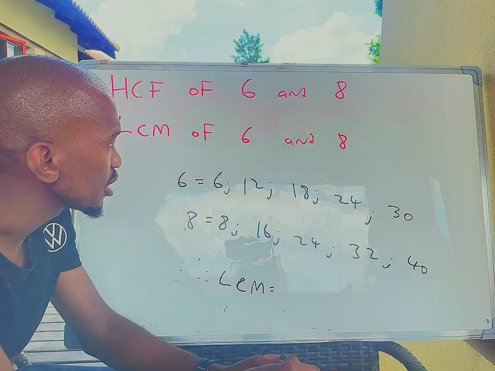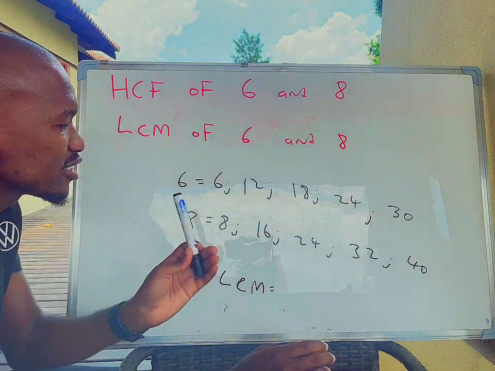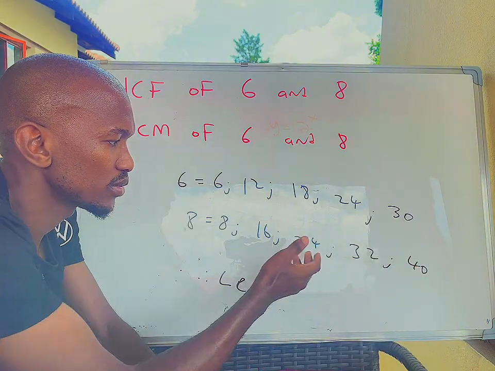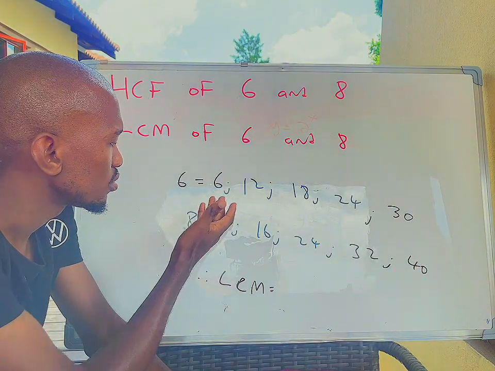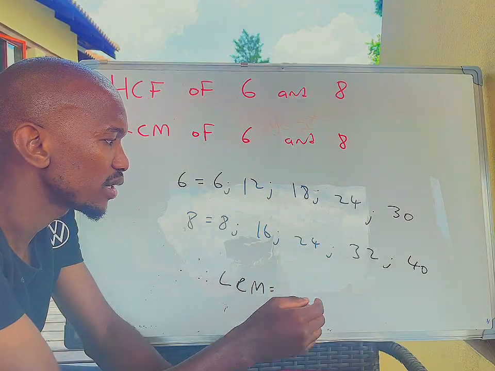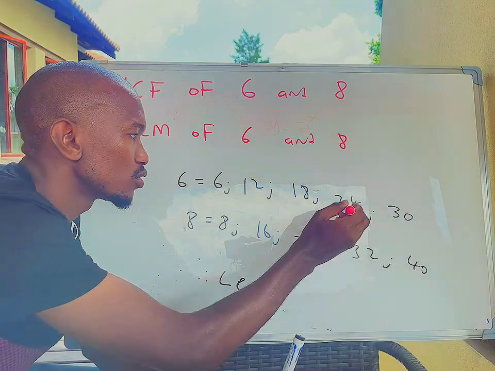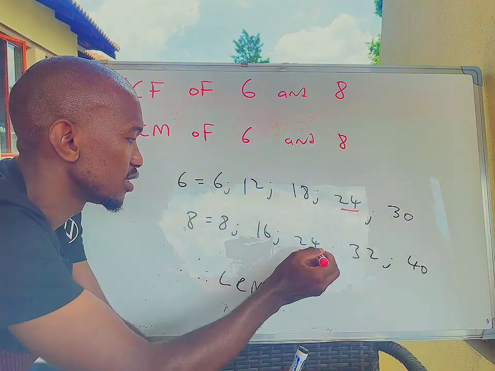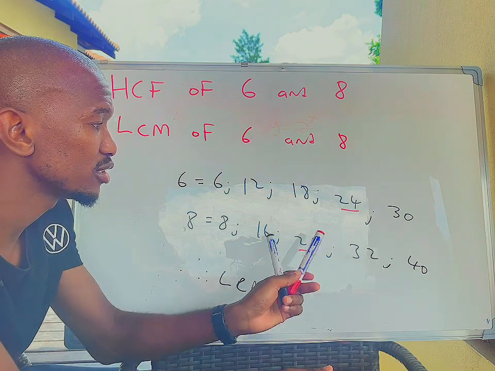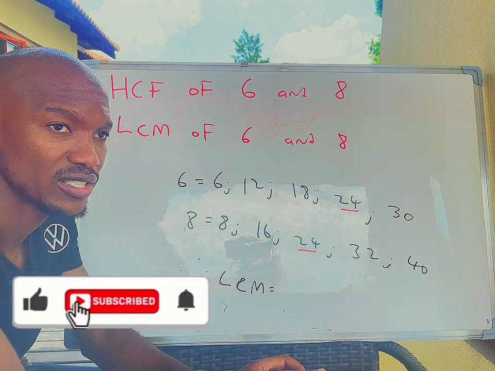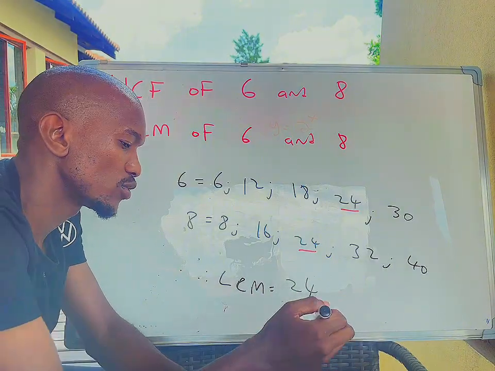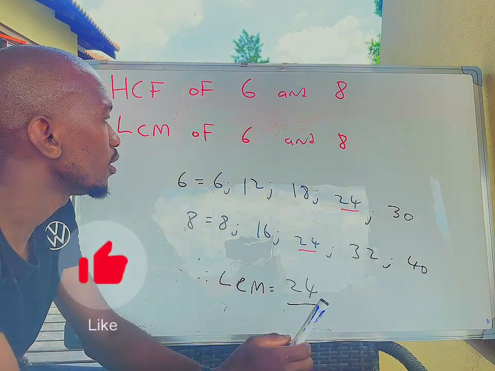Awesome. So now we need to find the lowest one. The highest numbers are like your 40 and 30 there, but we cannot find any common ones there. But what is the lowest? The lowest is found to be 24. 6 and 8 have a common number, which is 24. That is going to be the lowest common multiple of 6 and 8. So I'm going to write 24. So 24 is the lowest common multiple of 6 and 8.